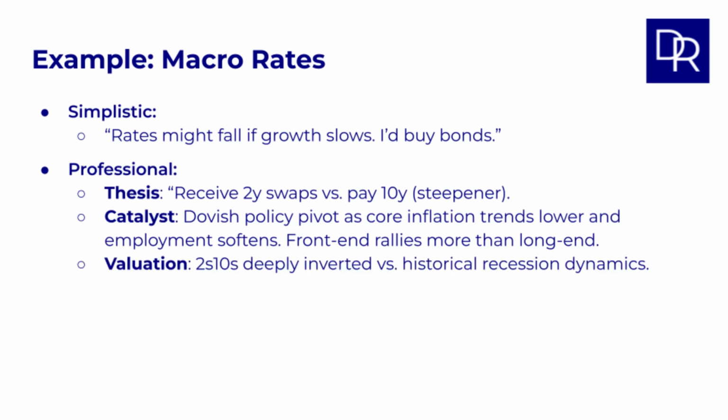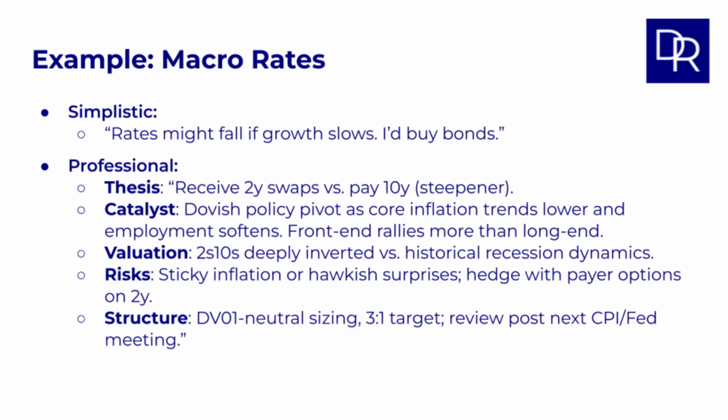The valuation: the curve is deeply inverted versus historical recession dynamics. The risks: sticky inflation or hawkish surprises. Hedge with payer options on 2 years. Structure: DV01 neutral sizing, 3 to 1 target, review post next CPI or Fed meeting.